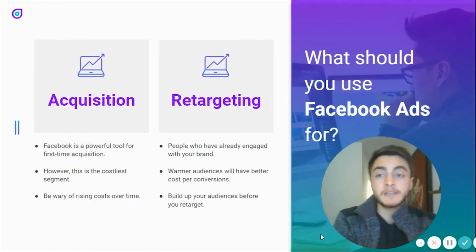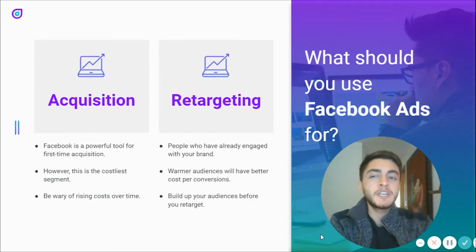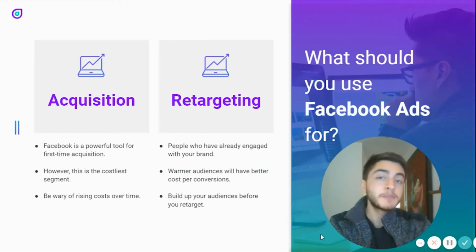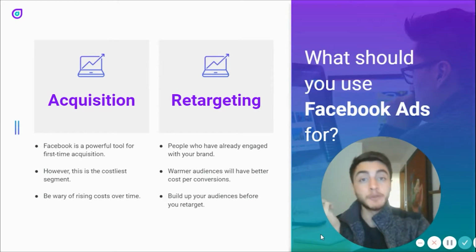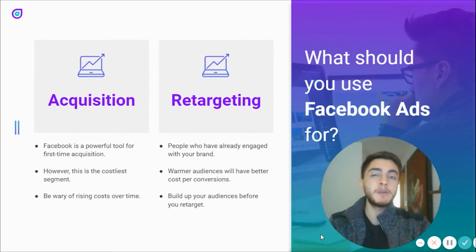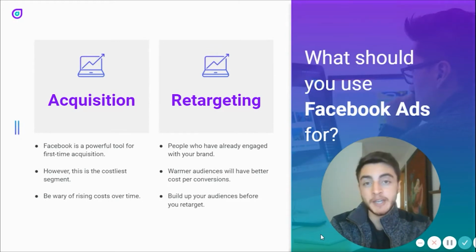Now, the first thing we should ask ourselves is, what should we use Facebook ads for? And really the answer is twofold. You want to use Facebook ads for customer acquisition and for retargeting. Facebook is a really powerful tool for customer acquisition, so this is probably where you want to be spending most of your money. However, this is also the costliest segment to target. So once you acquire a customer through Facebook ads, you probably want to retarget them through other cheaper channels.